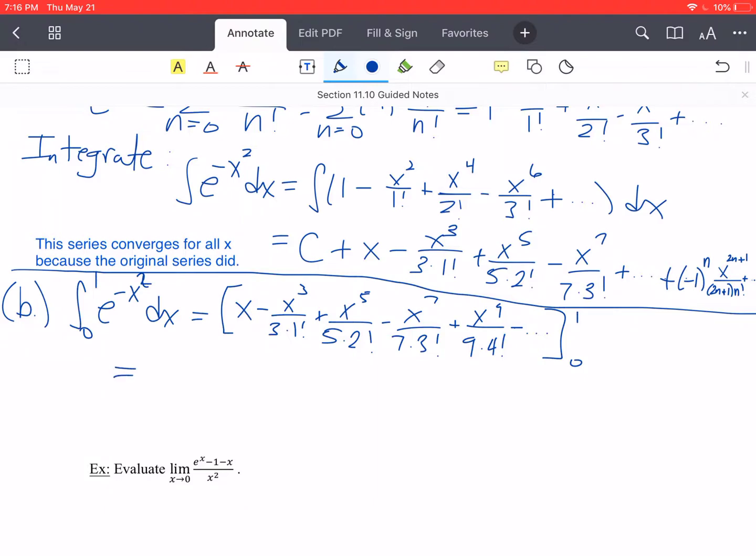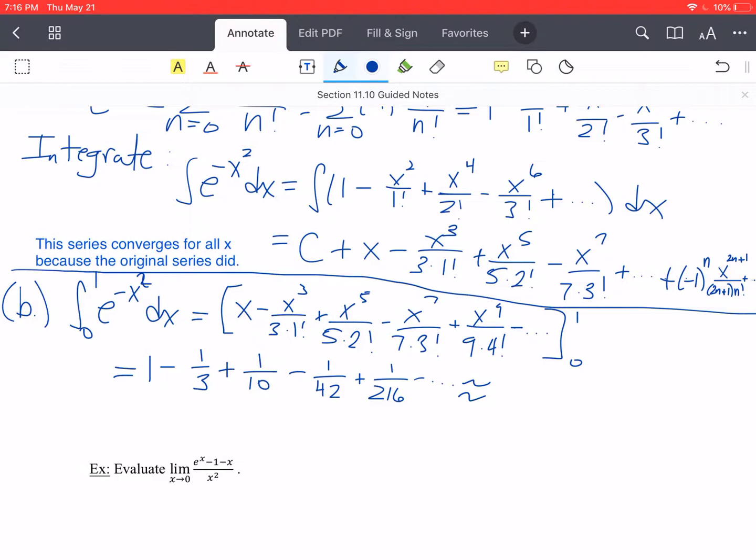So when you evaluate all the zeros, they're just going to turn to 0. So that's going to be 1 minus 1/3 plus 1 over 10 minus 1 over 42 plus 1 over 216 minus etc., etc. Now, obviously this series goes on forever, so we couldn't list off every single term.